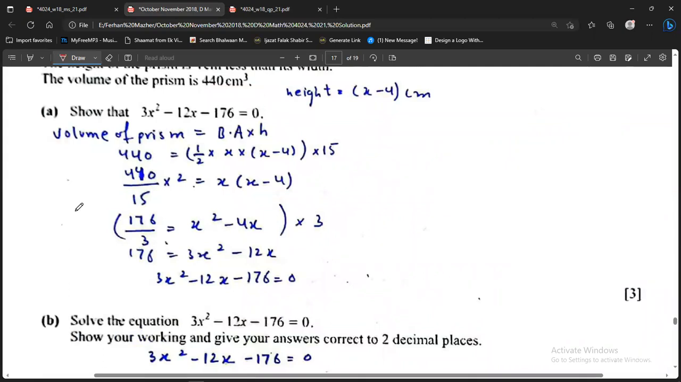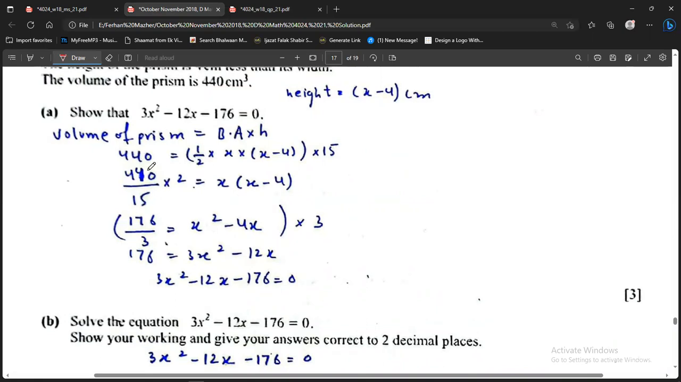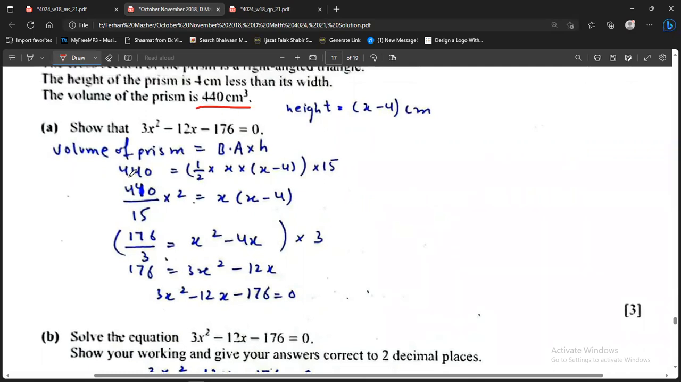So the volume of the prism is equal to the base area multiplied by the height of the prism. And the base area will be 1 by 2 into x minus 4. And the height is 15. It is already given that the volume of the prism is 440. So this 2 will come to this side, and that 15 will come downstairs. So 440 multiplied by 2 divided by 15, that is 176 divided by 3, and that is equal to x square minus 4x.